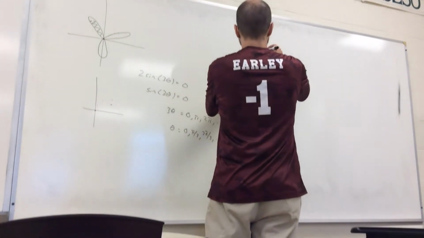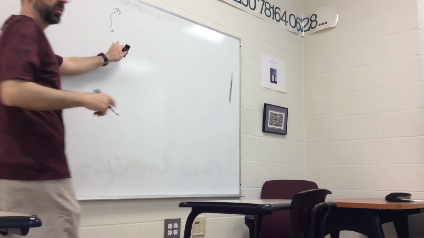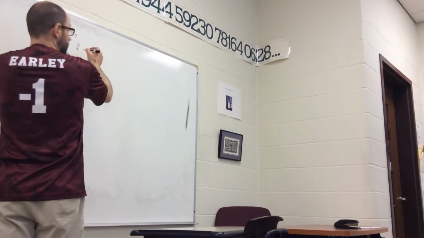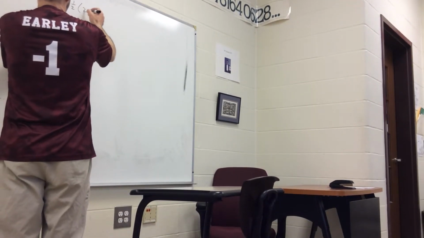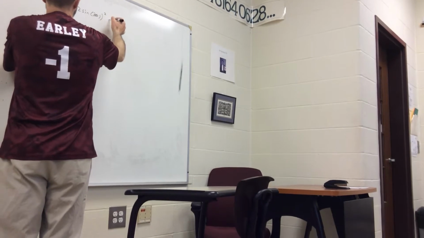All right, so you've got the integral from 0 to pi over 3. And then the formula is 1/2 r squared d theta.